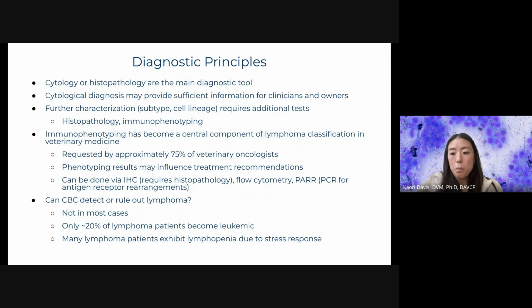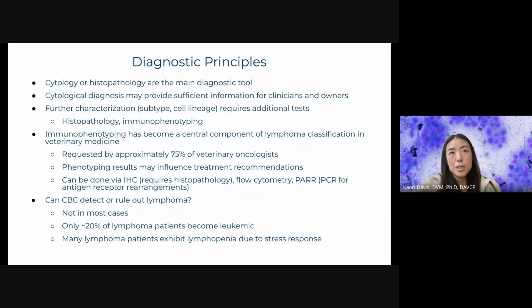There are multiple ways to perform immunophenotyping. We can do immunohistochemistry, which will require histopathology. We can do flow cytometry, or we can do PARR, or PCR for antigen receptor rearrangement. We can do immunocytochemistry, but immunocytochemistry can be hit or miss, and it can be difficult to interpret. So I personally don't really like immunocytochemistry. I prefer IHC or flow or PARR, but immunocytochemistry is also available.